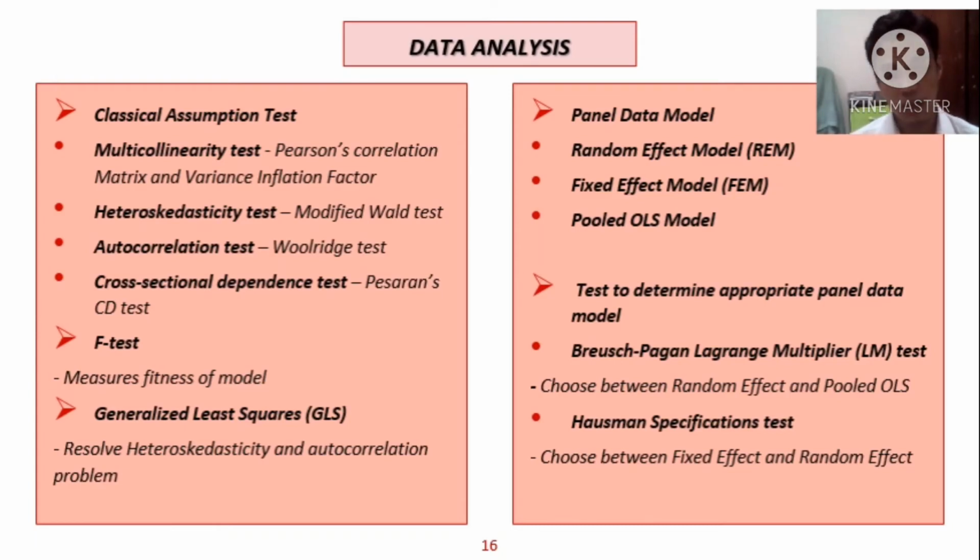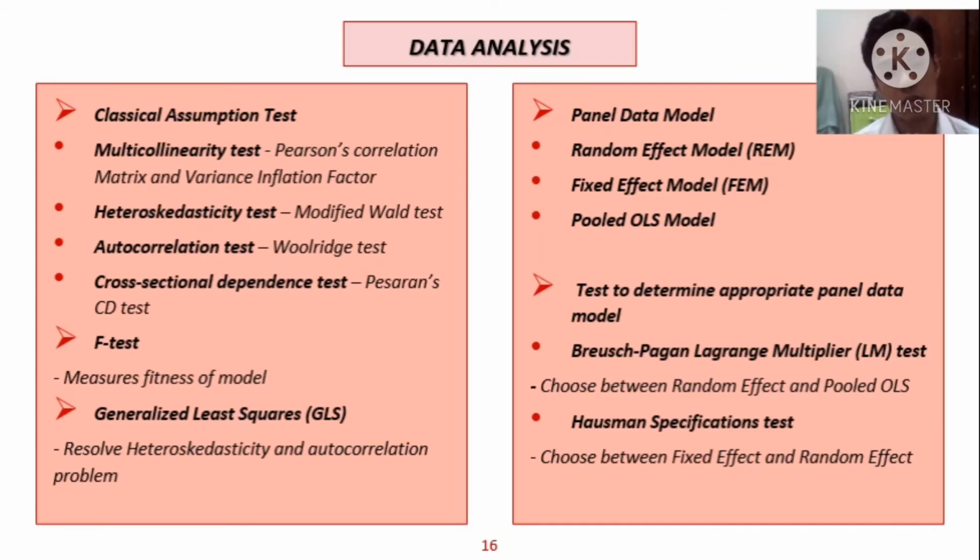We now go to the classical assumption test. We are using the Pearson correlation matrix and the variance inflation factor to determine multicollinearity problem. And then we are using the modified Wald test to determine heteroskedasticity problem under the null hypothesis of homoskedasticity.